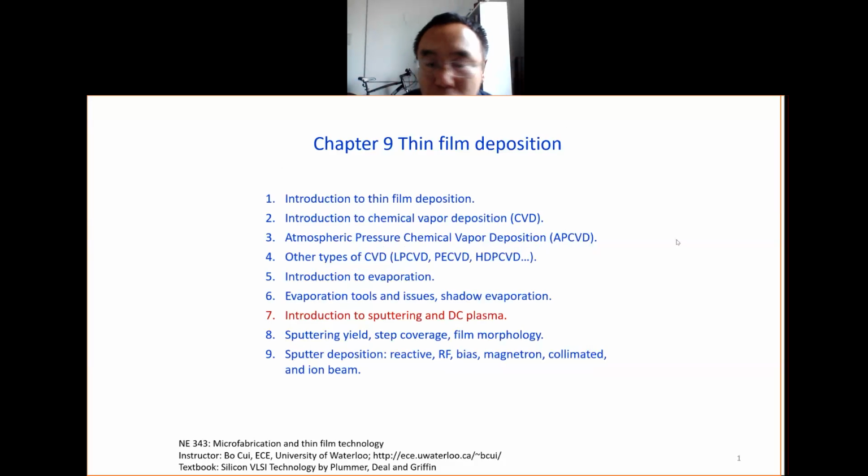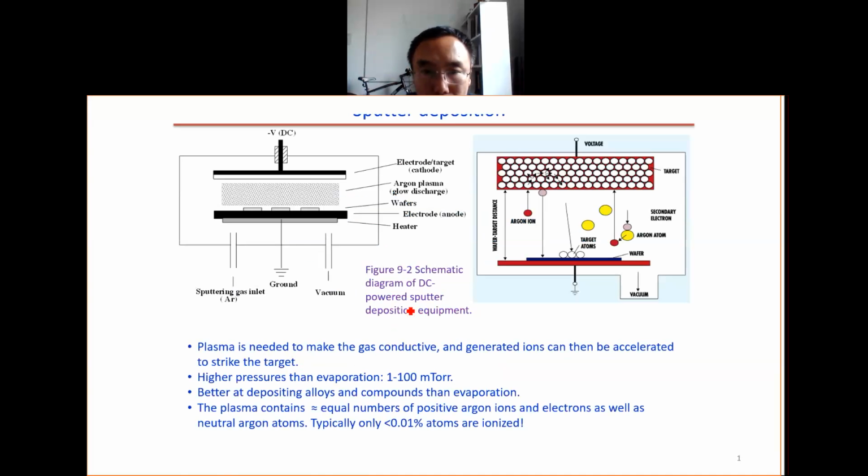So now we will continue with thin film deposition. Today we will talk about sputter deposition. Here is the basic setup for the sputter deposition.